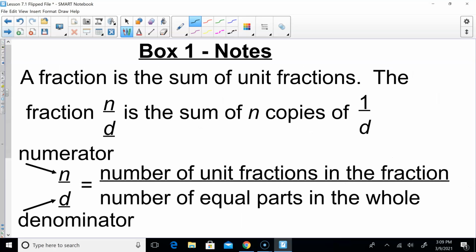Several more terms that we need to know. A fraction is the sum of unit fractions. The fraction n/d is the sum of n copies of 1/d. Remember, the numerator is on top, the denominator is on the bottom. The numerator tells us how many unit fractions are in the fraction, and d tells me the number of equal parts in the whole. It's a nice review of those vocabulary words, to keep them fresh in our minds as we continue through this unit.